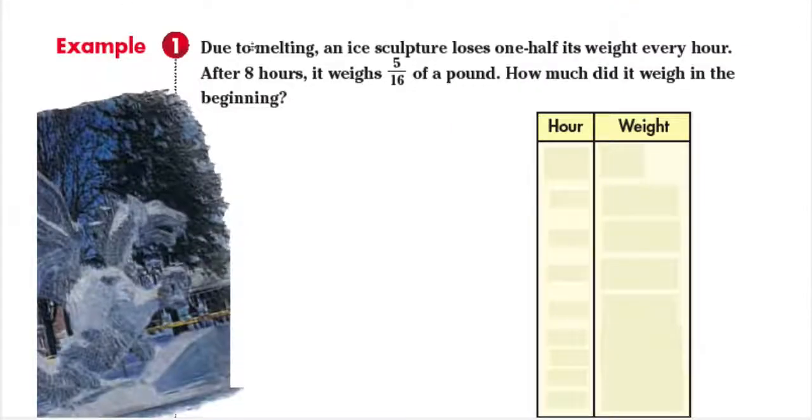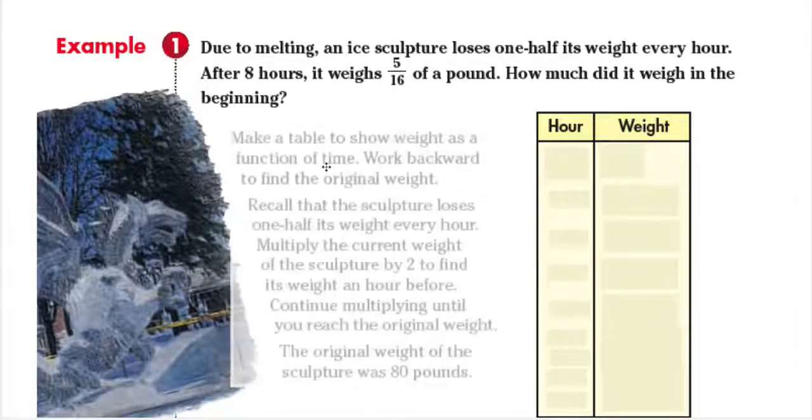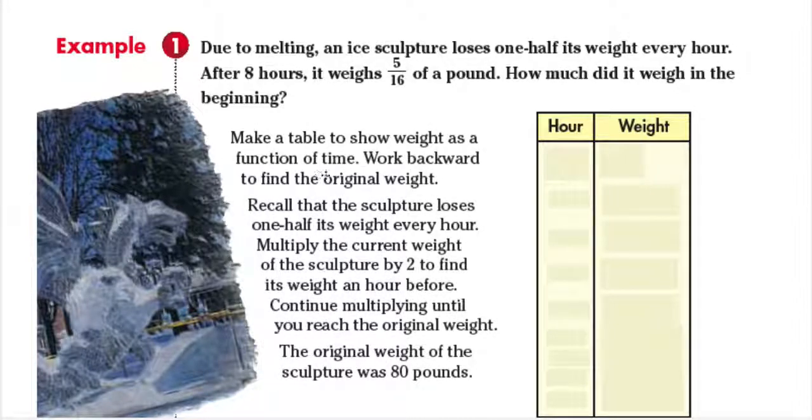Let's take a look at example number 1, see how that works. Due to melting, an ice sculpture loses 1/2 of its weight every hour. After 8 hours, it weighs about 5/16 of a pound. How much did it weigh in the beginning? So we make a table to show weight as a function of time, meaning our weight is dependent on time, working backward to find the original weight.